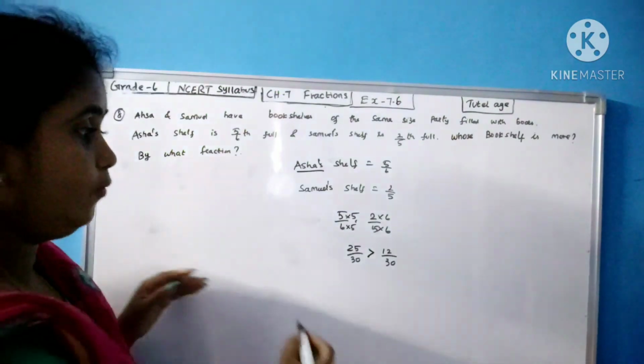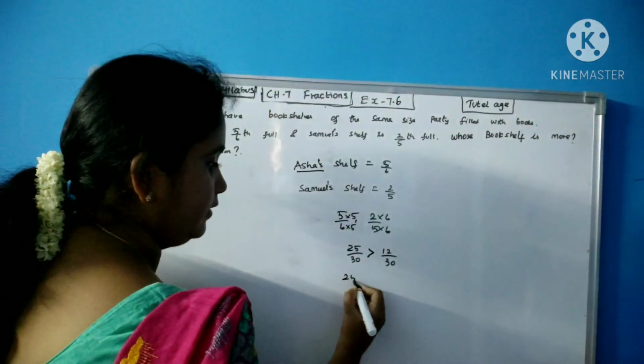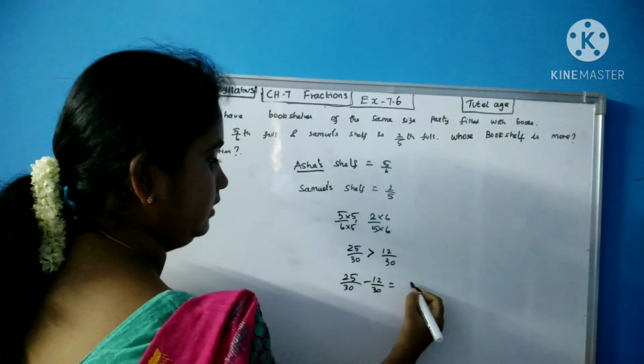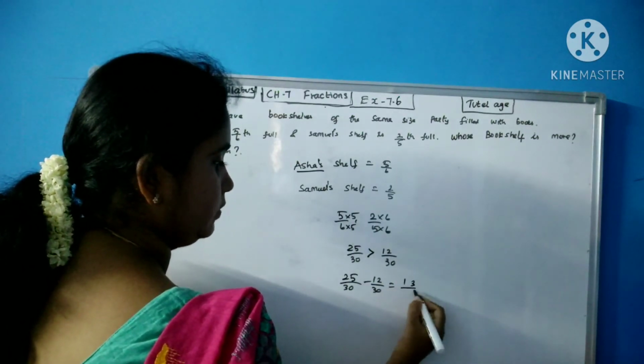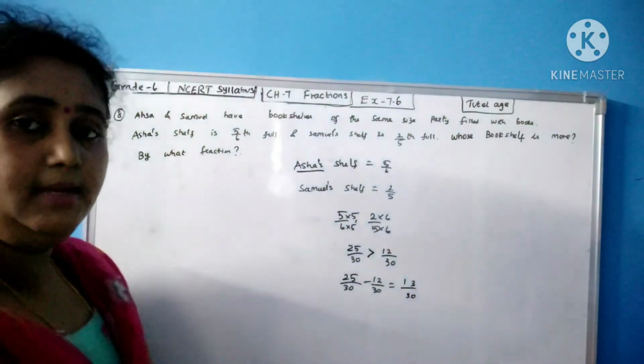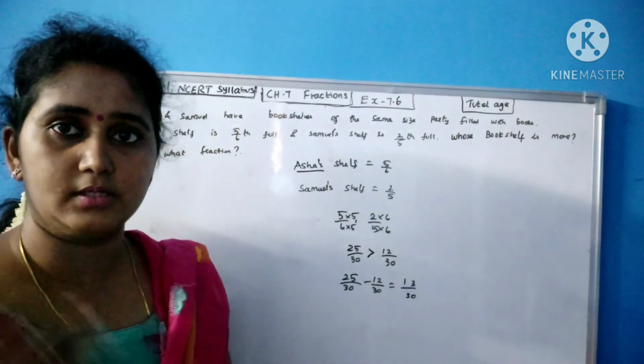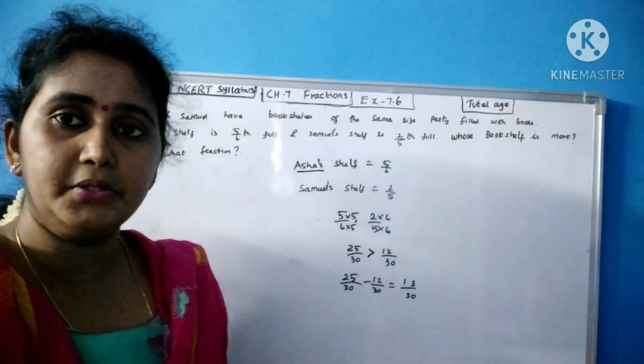Now, by what fraction they are asking. So if you subtract 25 by 30 minus 12 by 30, you will get the answer, right? 25 minus 12 is 13, so 13 by 30. So by 13 by 30 fraction, Asha's bookshelf is greater than Samuel's. Hope you understand. Now we'll move on to the next sum.